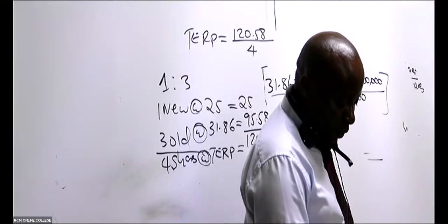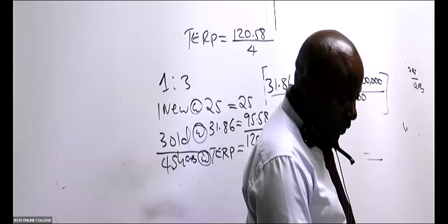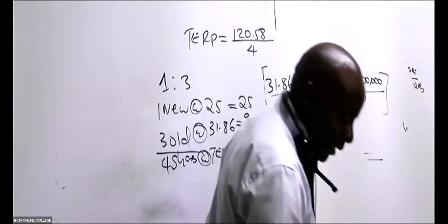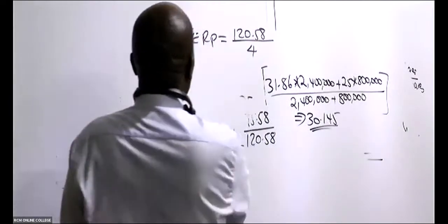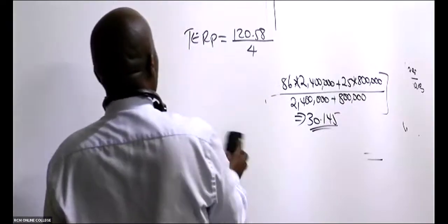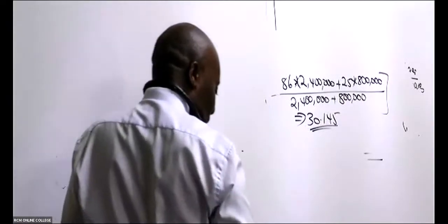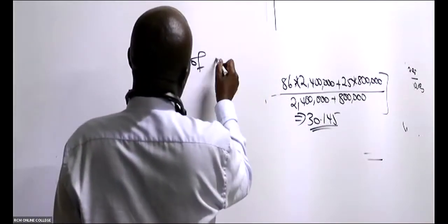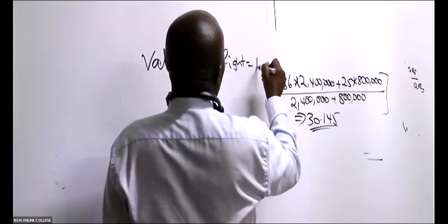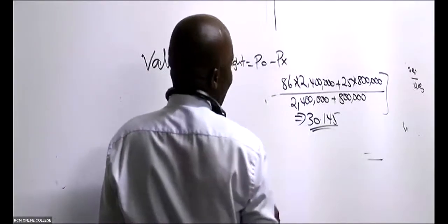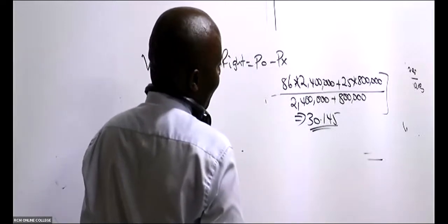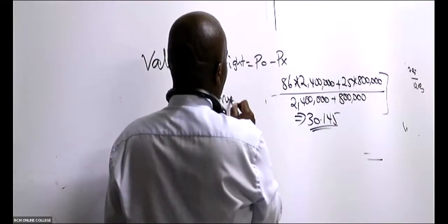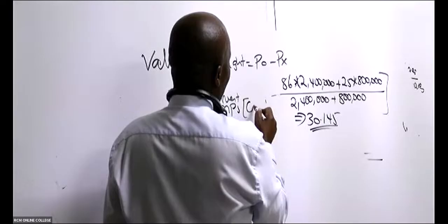To get the value of the right is a very, very small formula. You simply take PO minus PX. Whenever they want you to get the value of a right, we shall always take PO minus PX. So PO, remember, is the current market price, the cum-rights price that is pregnant.